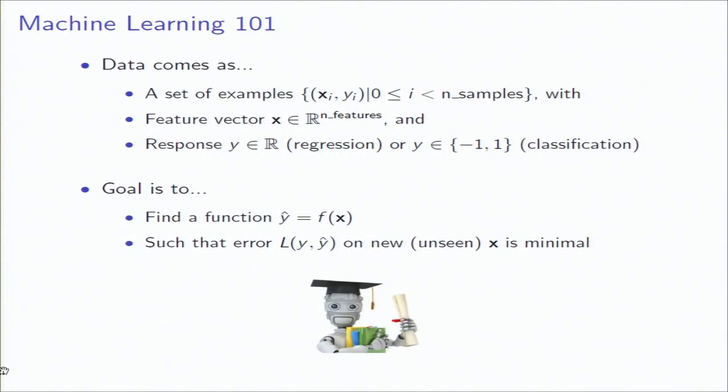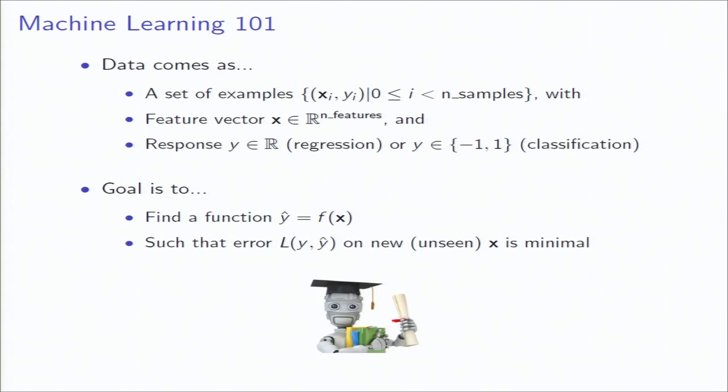So, basics. As I said, this talk is about supervised machine learning. And as usual in supervised machine learning, we assume that our data comes as a set of examples, so basically pairs of X and Y, where X are so-called feature vectors, which are basically vectorial descriptions of the objects for which we want to generate predictions.